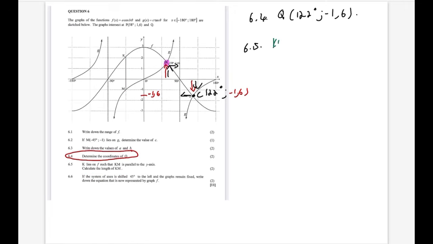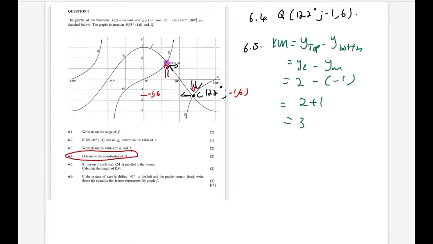Well, KM is just a vertical line. So the length is the y value at the top minus the y value at the bottom, or the y value at K minus the y value at M. So that is 2 because the y value at K is 2, minus negative 1 because the y value at M is minus 1. So the length of KM is 2 plus 1, which is 3.